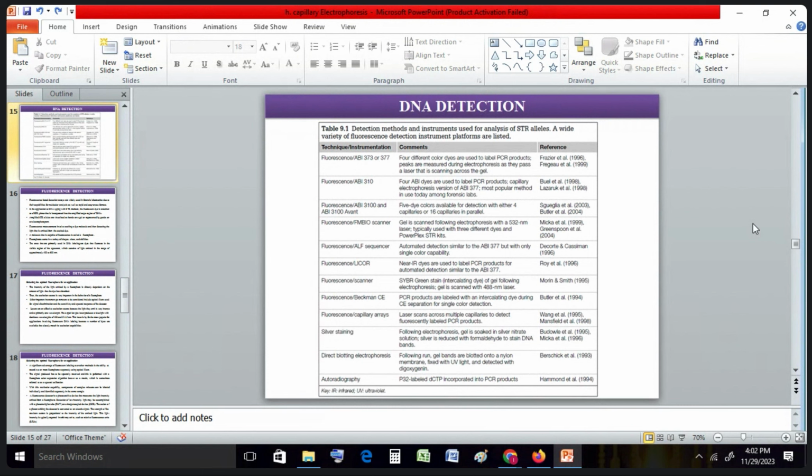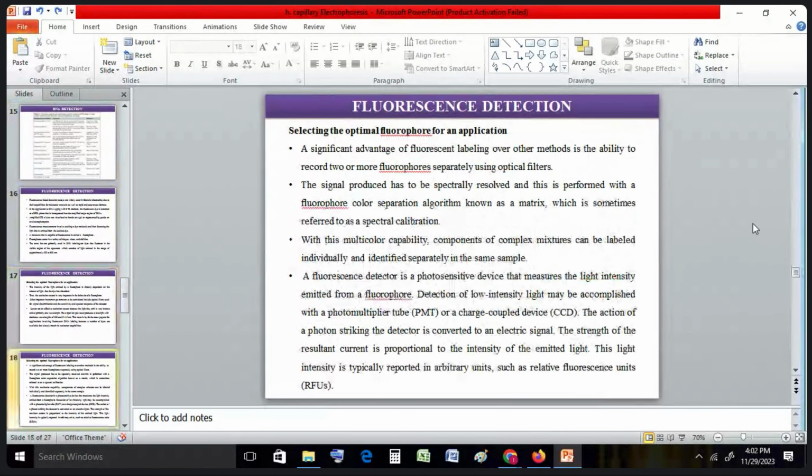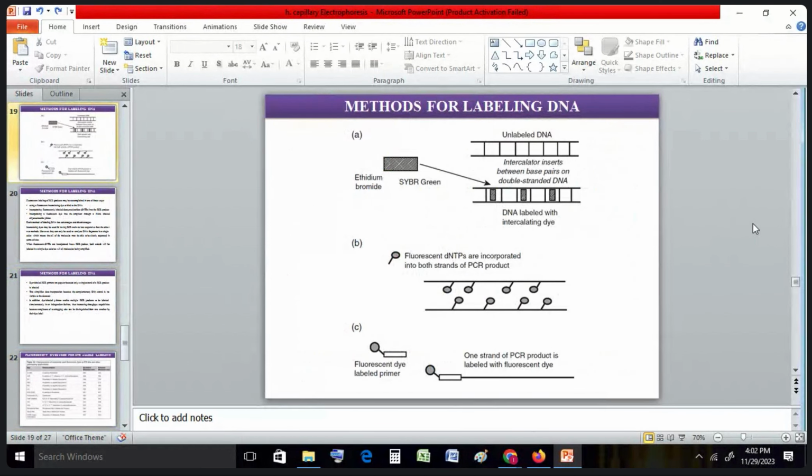You just have to understand which different color of dye you have to use. You can get it from many different companies with many different names. So the main thing is this type of dye, SYBR Green, PicoGreen, or ethidium bromide. All this type of dye intercalate in between the double-stranded DNA, and it will label your DNA accordingly.